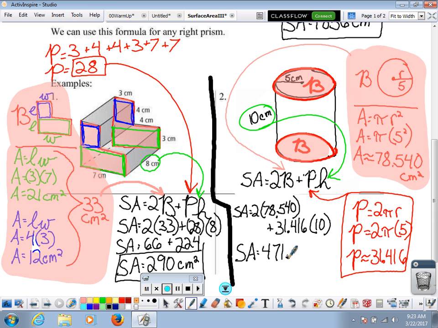471.24. And what comes after the 4? Oh, right, because we rounded. Okay, good. All right, now, what are the units? 471.24 square centimeters. Remember, surface area is still area. Even though we're talking about a solid three-dimensional figure, we're only measuring the area of its surface. So we're going to stay with square centimeters.